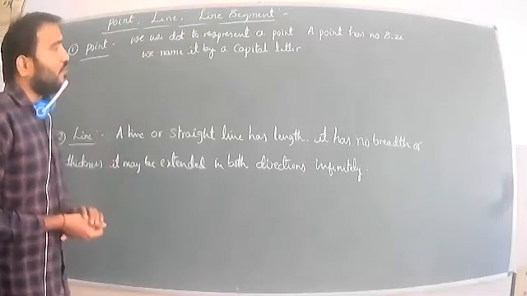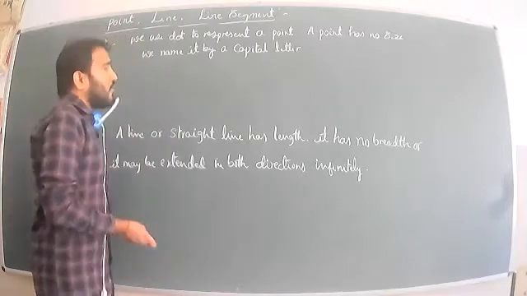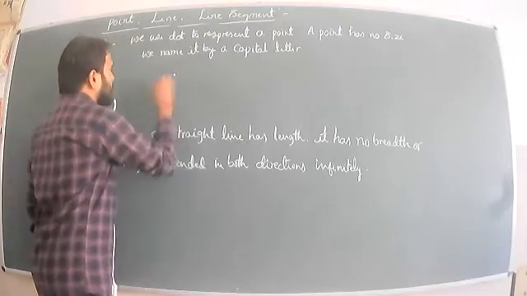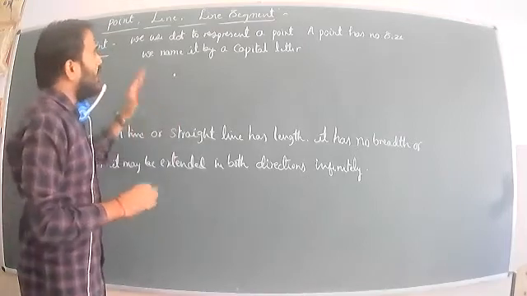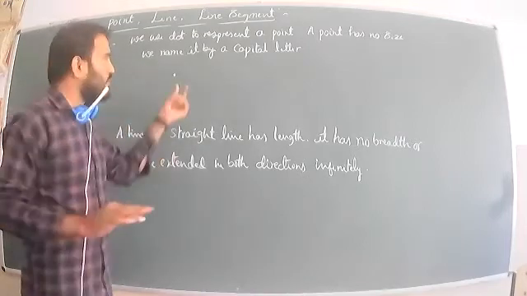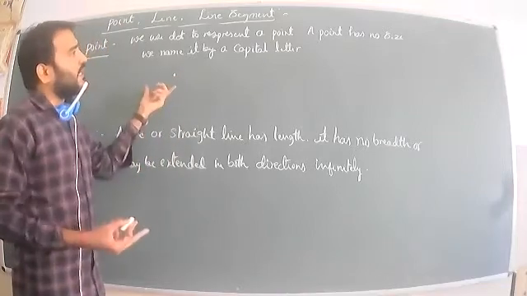We use a dot to represent a point. You know the dot. We can make it with a pencil or chalk piece. So this is a point. This is a dot. A point has no size, no length, no breadth.